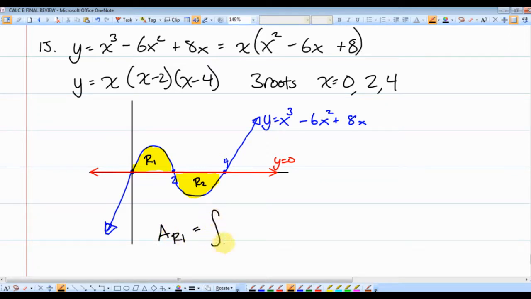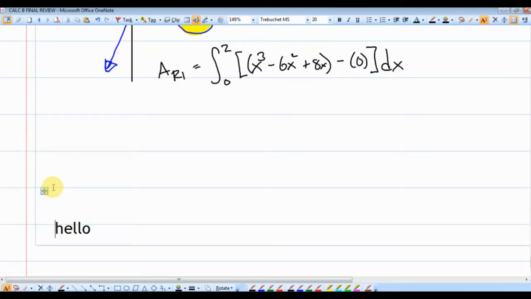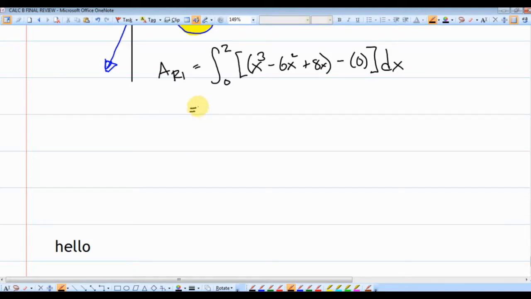That's going to be equal to an integral from x min to x max. Which curve is on top, blue or red? Blue. Good. X cubed minus 6x squared plus 8x minus, the curve on the bottom is 0, right? dx. Someone really smart is going to say, do I need to put that 0 there? Then I'm going to say, no, you don't have to, but since I'm teaching, I'm going to show you that 0 is actually there.